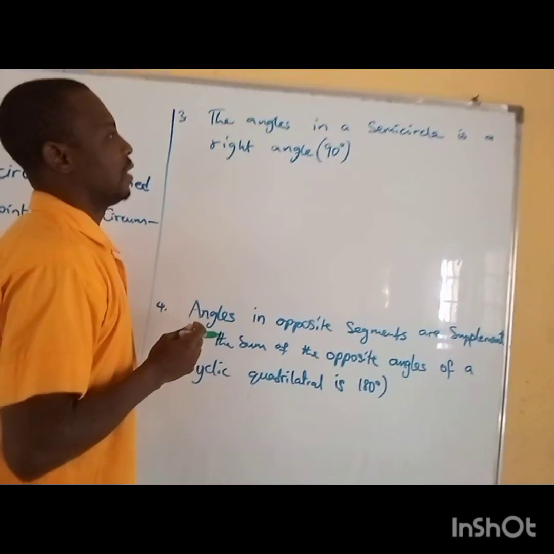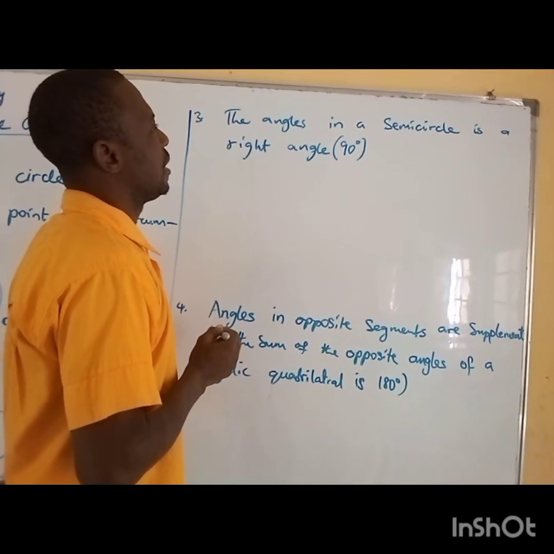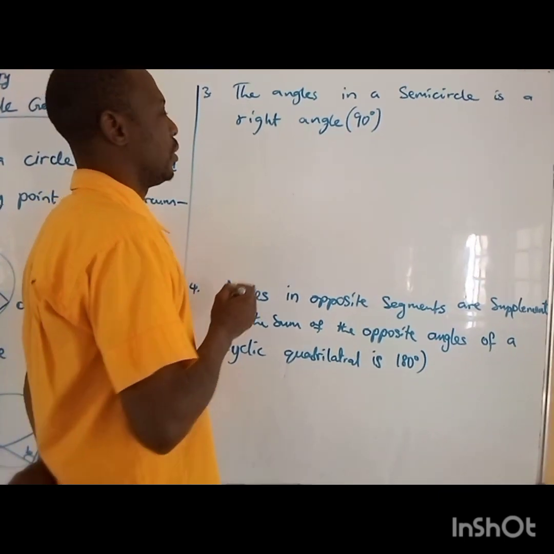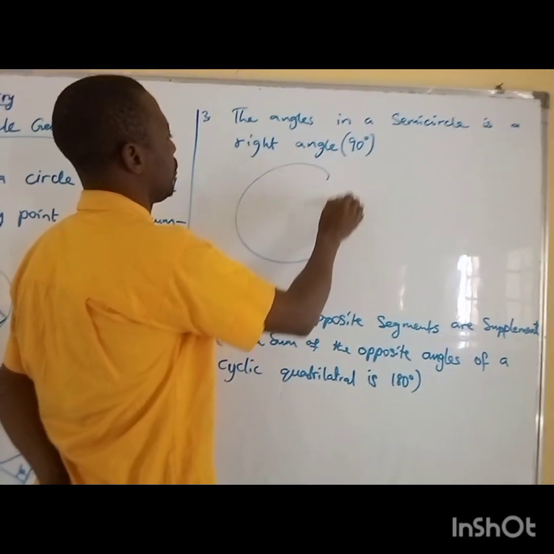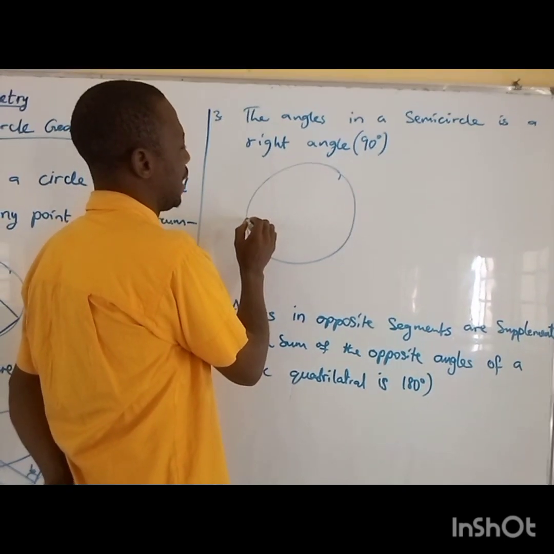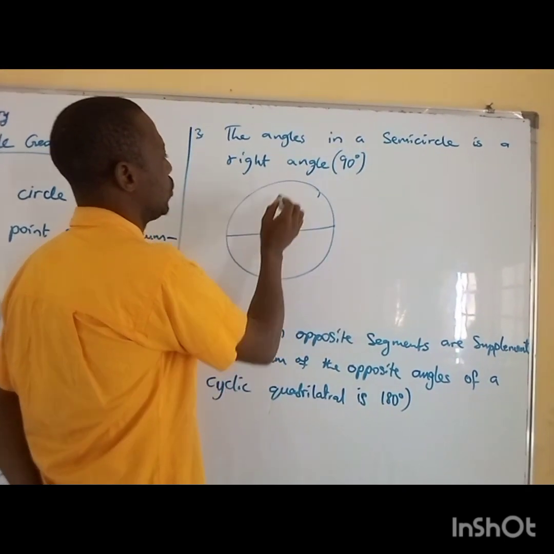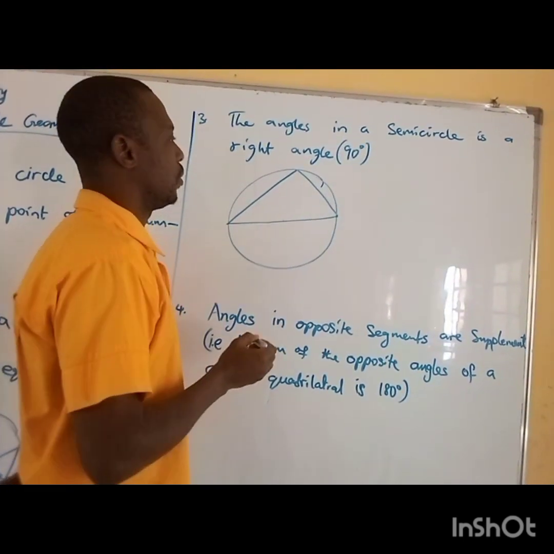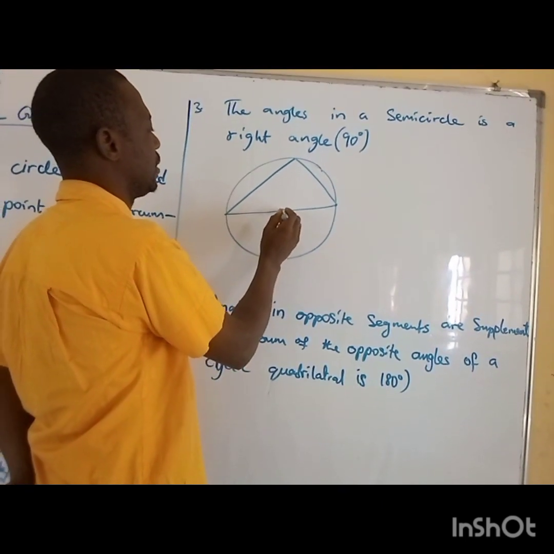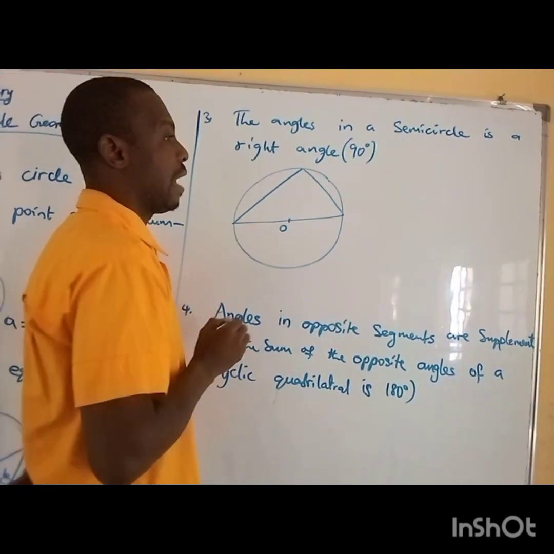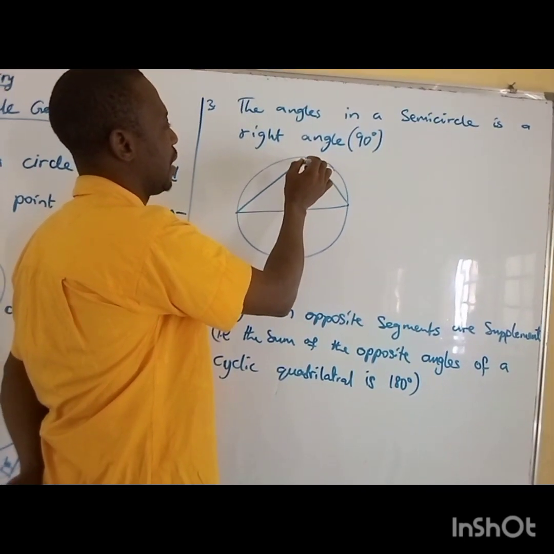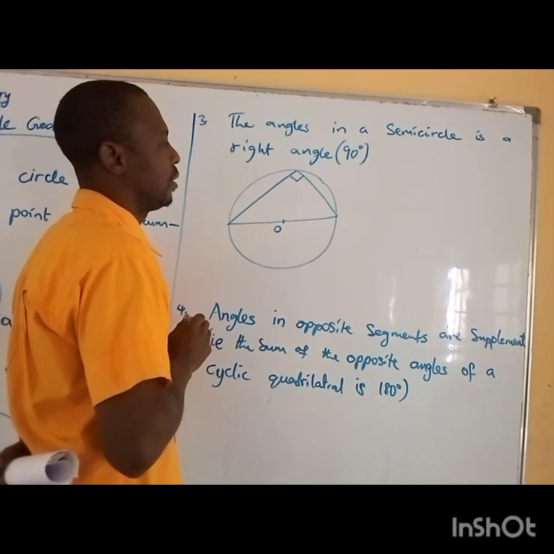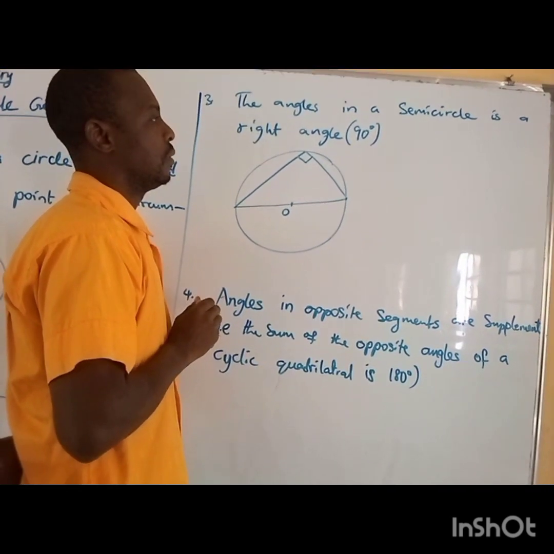Now the third theorem says the angle in a semicircle is a right angle, that is angle 90. This means that if you have a circle and a line cuts the circle in two, any angle that is formed at the circumference is angle 90. That means if here is the center of the circle, we have O here. It means that this angle formed here is angle 90. That's a right angle.